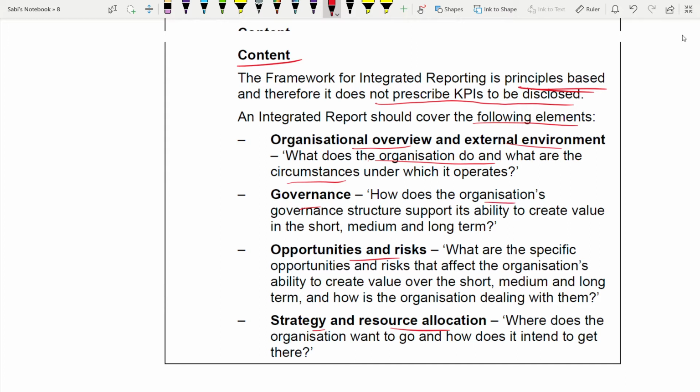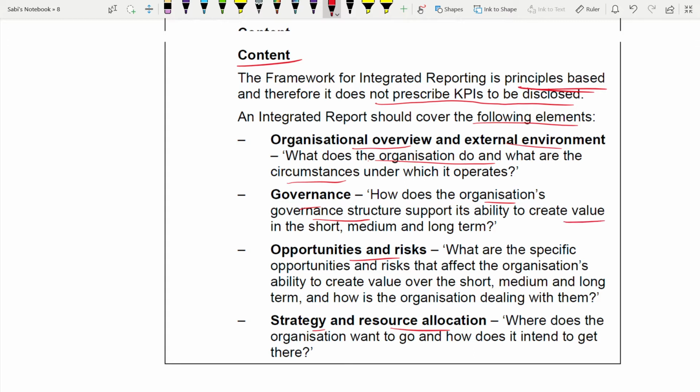For example, do they have a strong culture that says no to bribery? Do they have the committees? For example, non-executive directors, the audit committee, the risk management committee, and what else? Internal control. Do they have strong internal control? All this is the governance structure, because through this only can they create value in the short, medium, and long term.